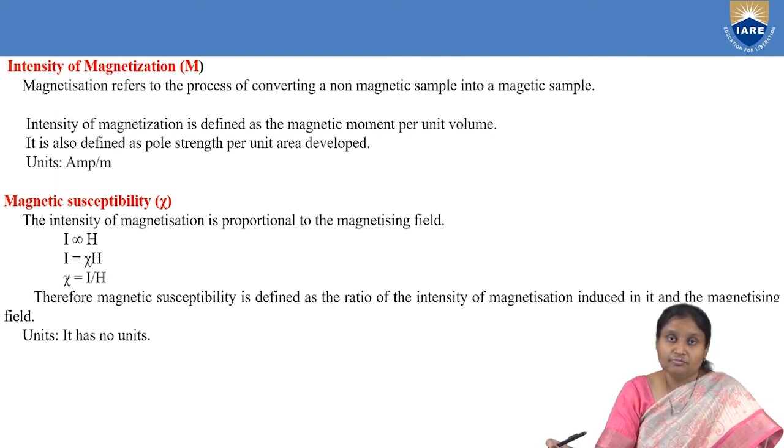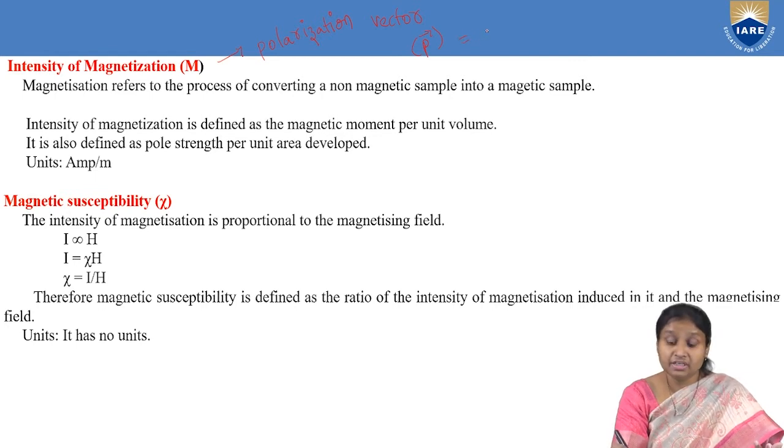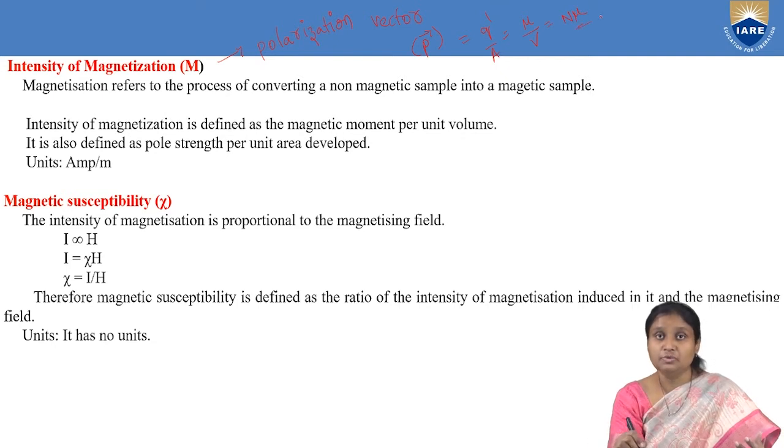Then coming to the next definition, which is intensity of magnetization. So what is intensity of magnetization? Again, when we compare with the polarization process, just like the polarization vector, we have intensity of magnetization. In dielectric materials, we have the polarization vector. And how have we defined this polarization vector? We have defined it as induced charges per unit area, or induced dipole moment per unit volume of the dielectric. If we have n number of atoms or molecules per unit volume of dielectric, it is taken as n mu, where mu is the induced dipole moment.